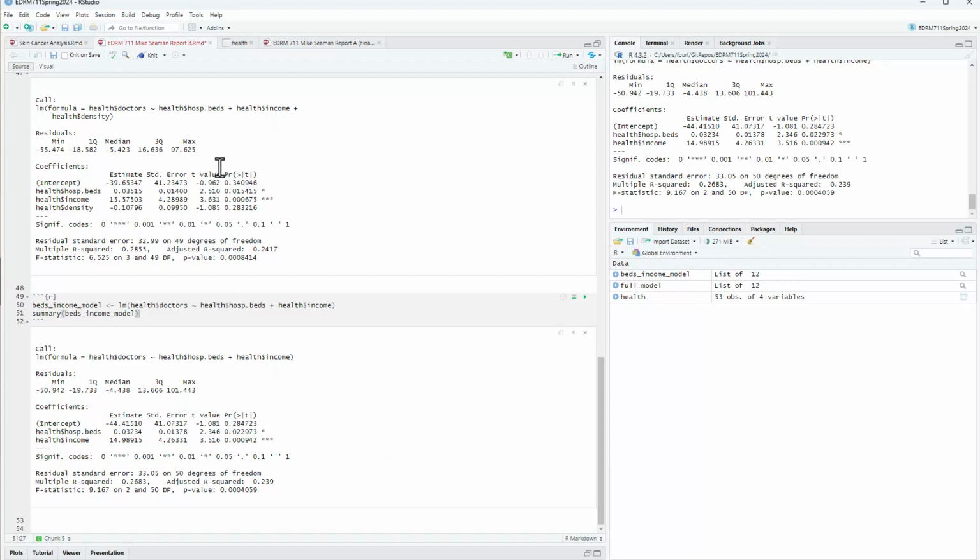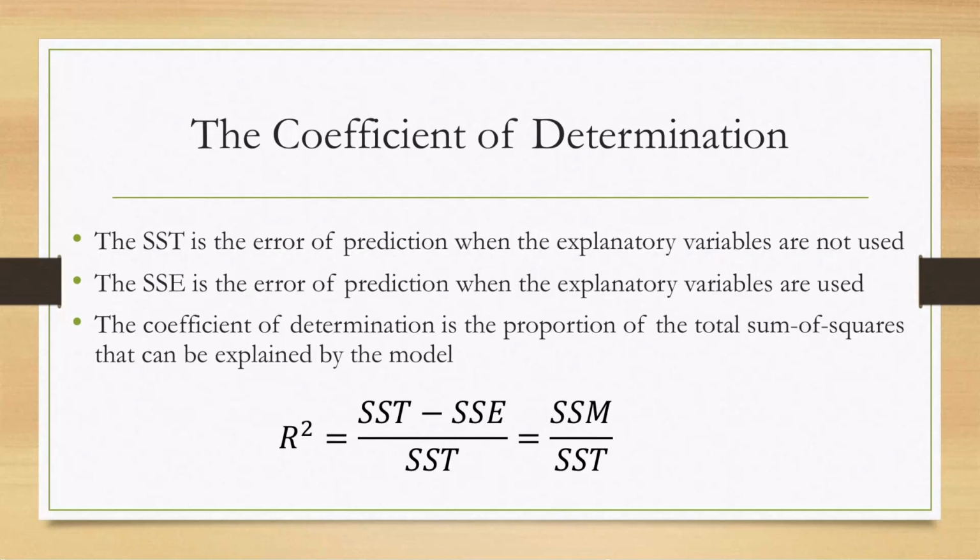But now, how can I compare these two models? Well, let's look at the concept of the coefficient of determination again. The sum of squares total is the error of prediction when the explanatory variables are not used. That is, simply taking our observed value and seeing how far the deviation is from the mean, just like we did with simple regression. The sum of squares error is still the sum of squares of those residuals. Even though we have multiple variables, they lead to a single prediction, and you take the observed minus the prediction, and you end up with an error, a residual.